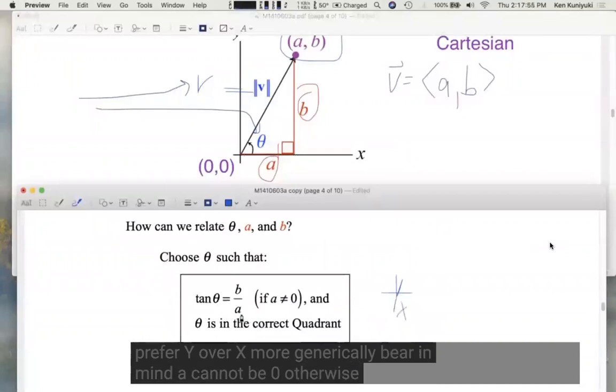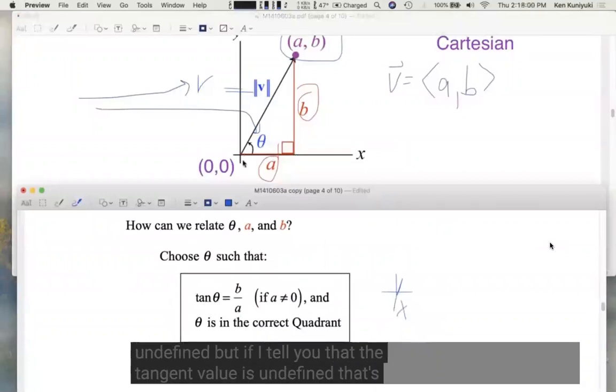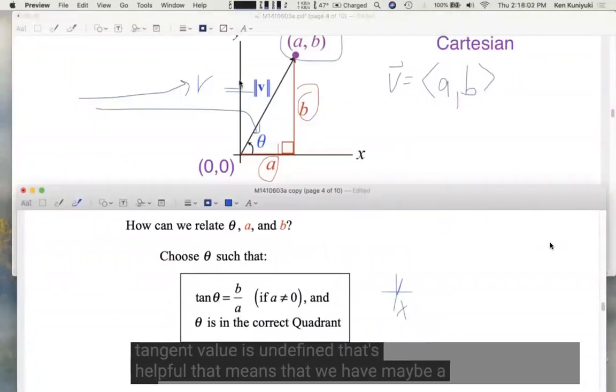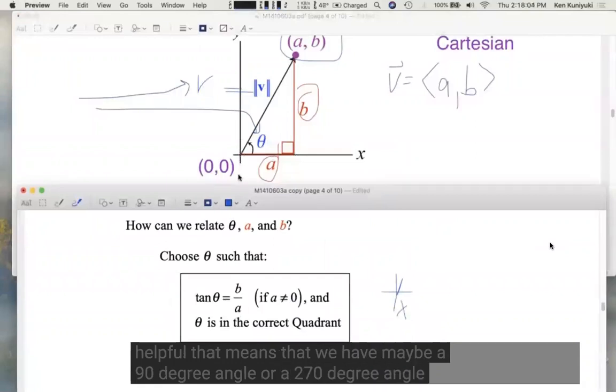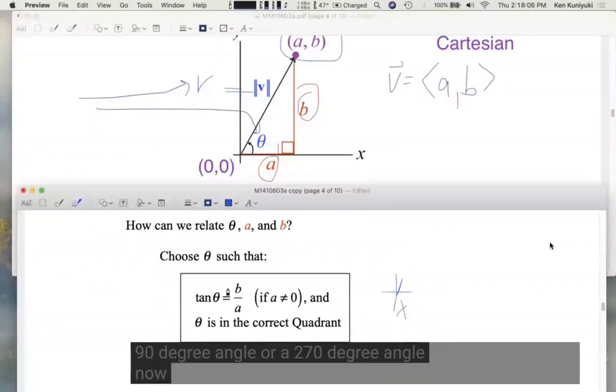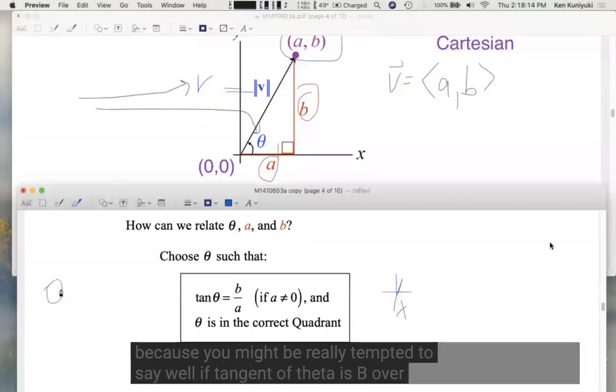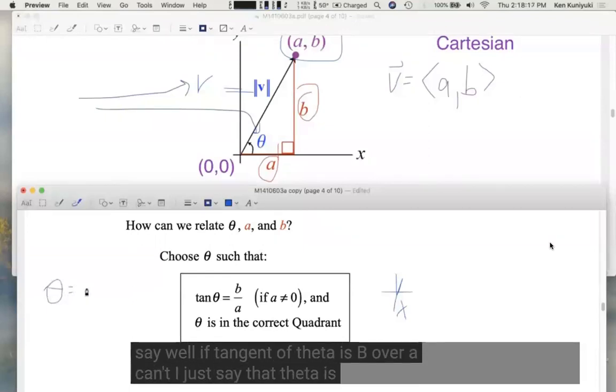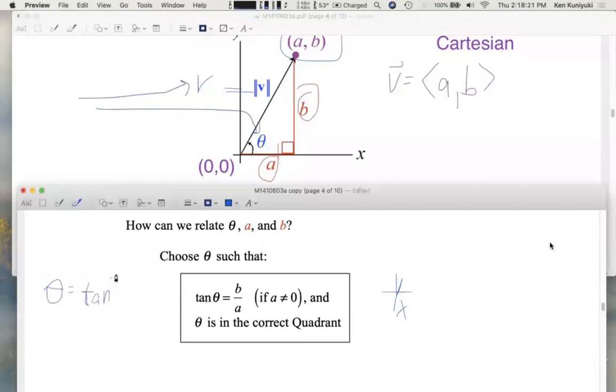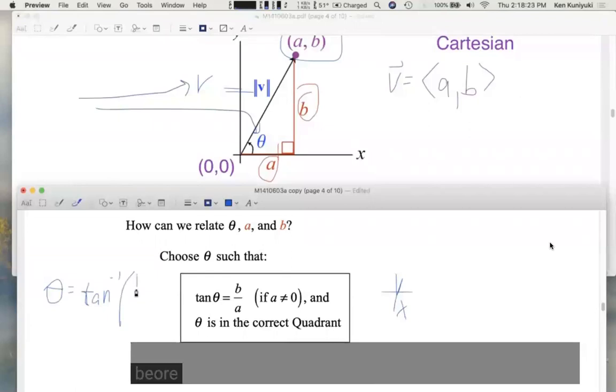Bear in mind, A cannot be zero, otherwise this is undefined. But if I tell you that the tangent value is undefined, that's helpful. That means that we have maybe a 90-degree angle or a 270-degree angle. Now, I have another note here. Make sure that theta is in the correct quadrant, because you might be really tempted to say, well, if tangent of theta is b over a, can't I just say that theta is the inverse tangent of b over a?